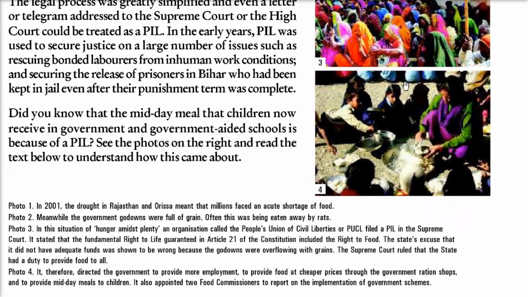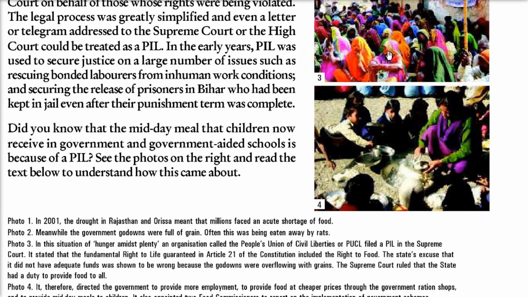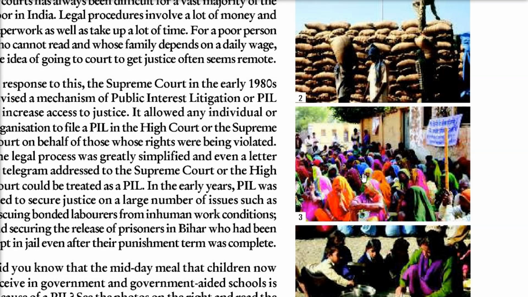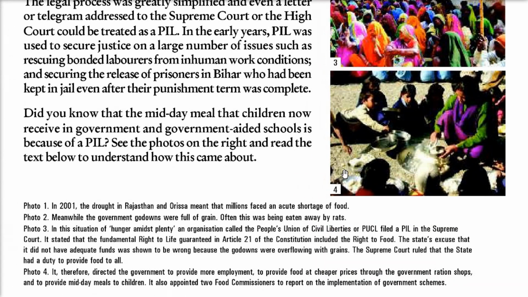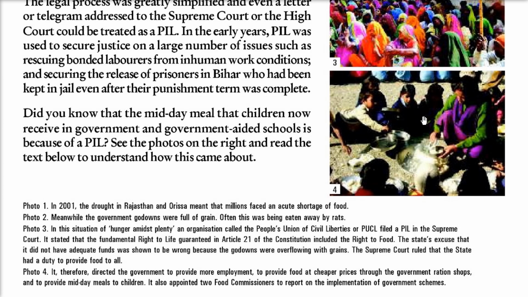Now what happened because of this? Hunger amid plenty. That is, hunger is there, people are hungry, but still there is a lot of food in the godowns. So what happened? According to Article 21, the PUCL filed a PIL. PUCL, the People's Union for Civil Liberties, filed a PIL that the right to food is also a right of the citizens of the country. So the Supreme Court ruled that the state had a responsibility to provide food for all. That is how this started.